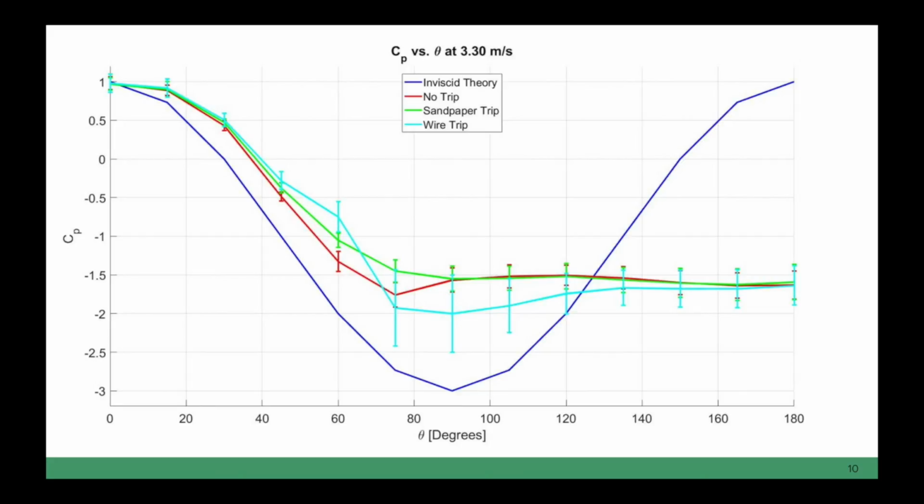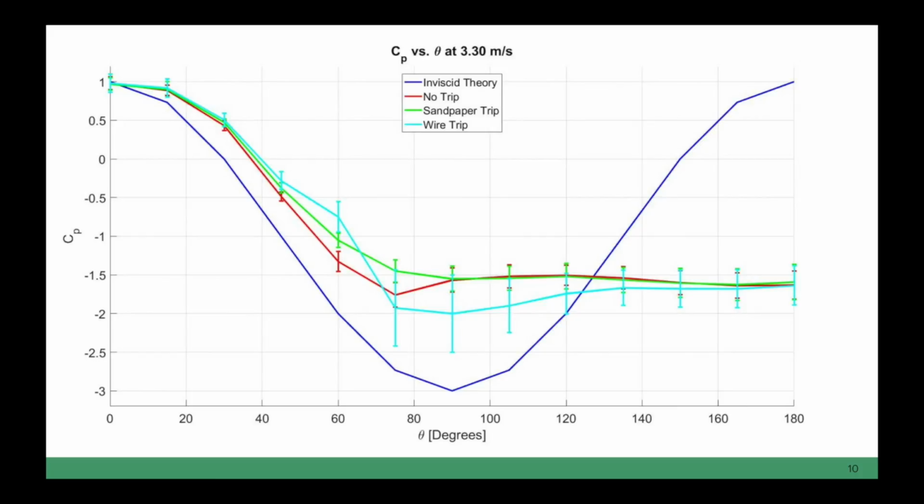This plot was generated for the first test completed at 3.30 meters per second, where the tunnel was run at 100 RPM. In each of the plots, the test without any trip strips, shown by the red line, has the least amount of error compared to when the tests were run with the trip strips. The size of the error bars are very much reflective of this.